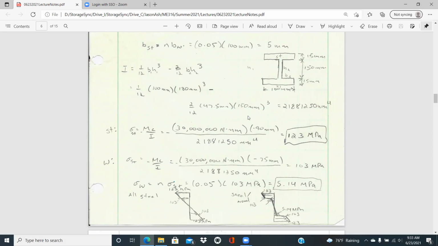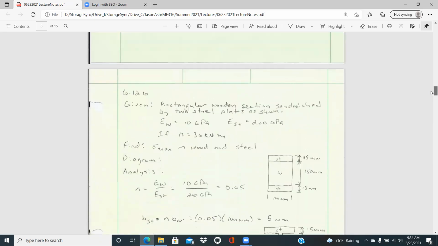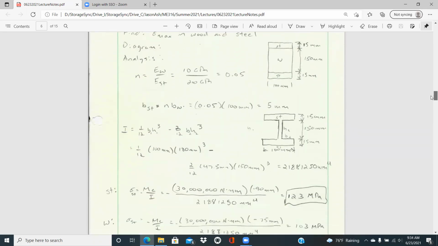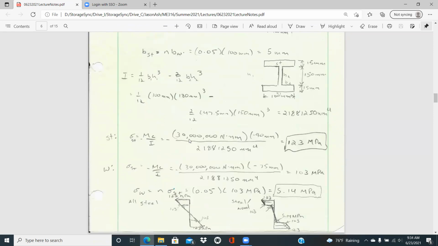And so once you know that area moment of inertia, then it's just like we did on Monday. The stress in the steel, the maximum value, is just Mc over I. And I did convert our 30 kilonewton meters over to 30 million newton millimeters, so that we could have the unit of force in newtons, the unit of length in millimeters, and then our stress would come out in megapascals.